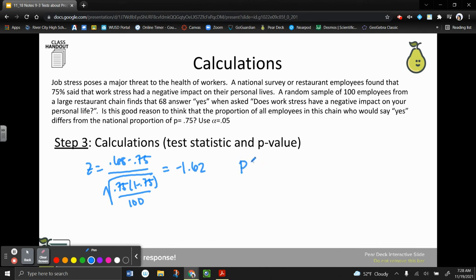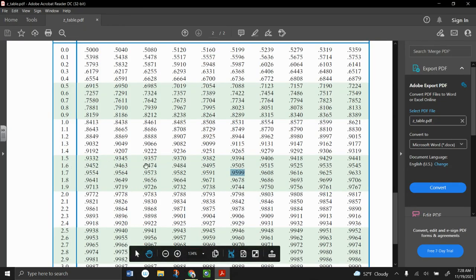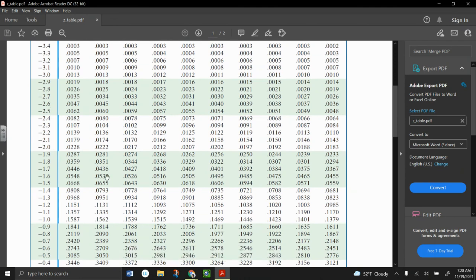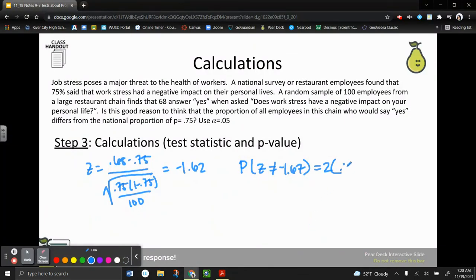And since our alternative hypothesis says not equal to, that means I'm going to look up the negative value and double it. So look up negative 1.62 on the negative side. This is 0.0475. And when I double that, I get 0.1052. So there's my p-value.